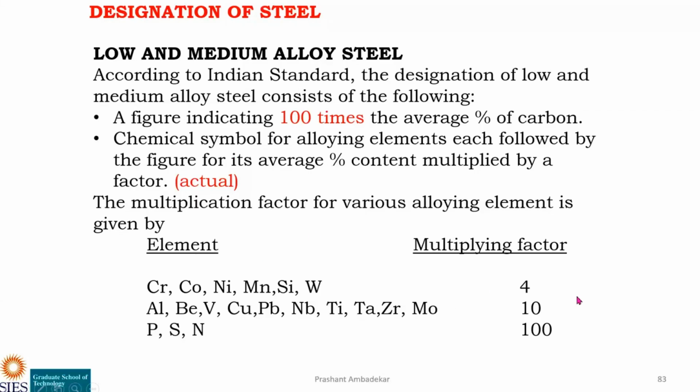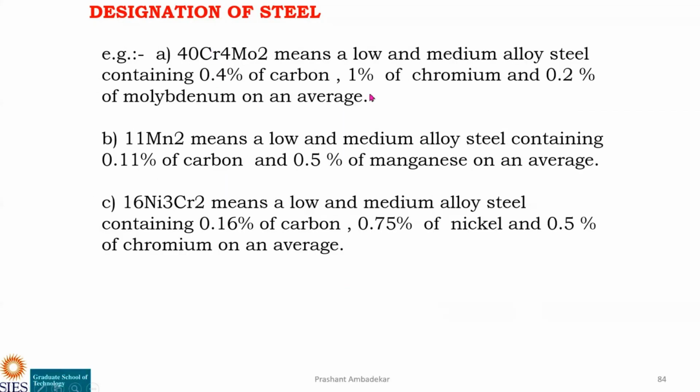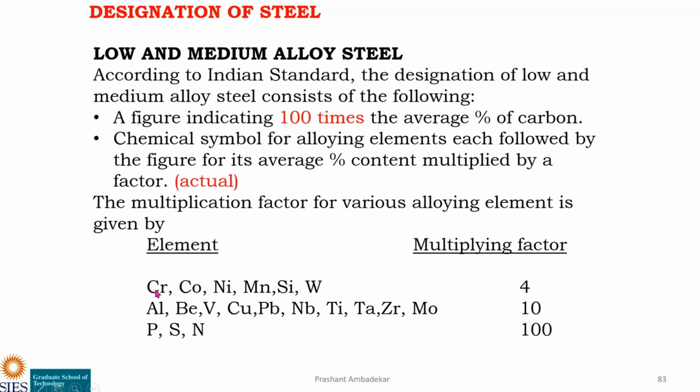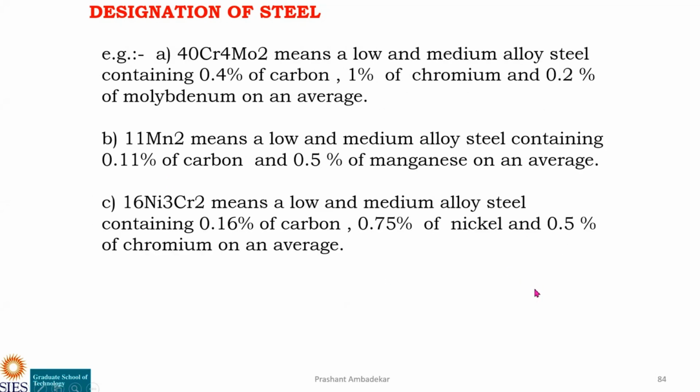So we have a multiplying factor. You have a multiplying factor for different elements. Now we are talking about which element here? Chromium. So 1% of chromium, and this 1 is multiplied by 4. Why 4? Because for these elements the multiplying factor is kept as 4. So when I say 1% of chromium, in designation it will be 1 into 4, that is 4. So chromium is 4.